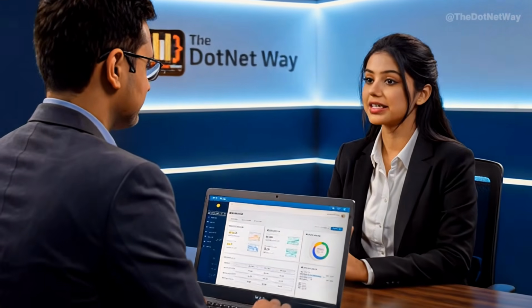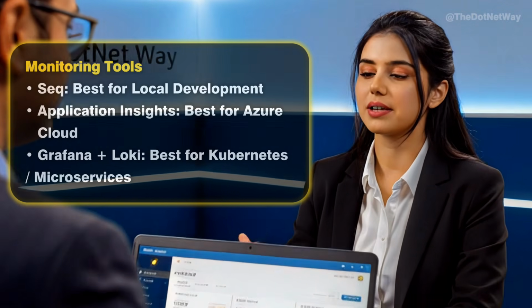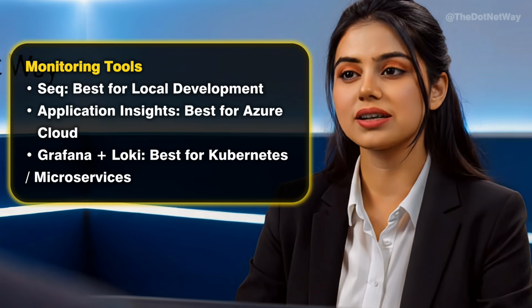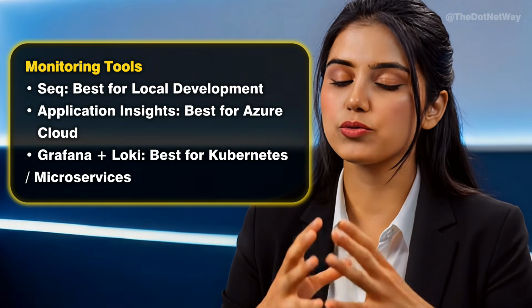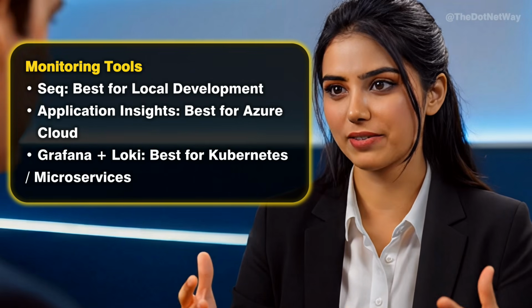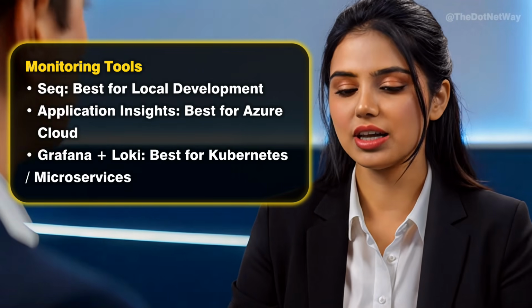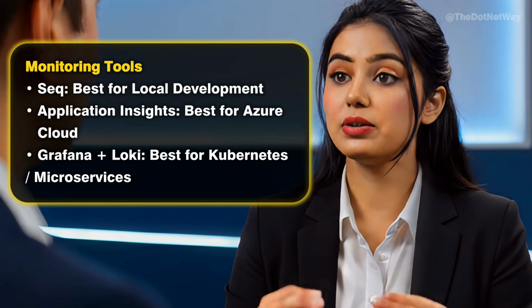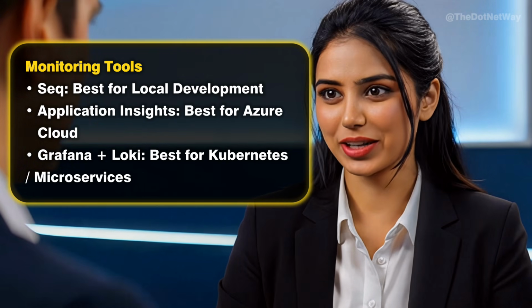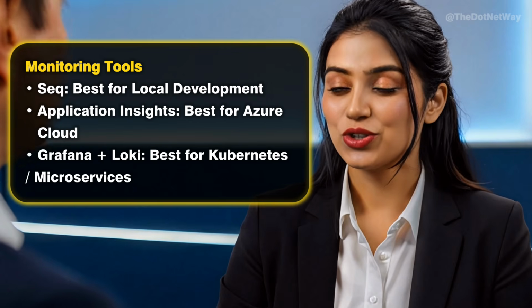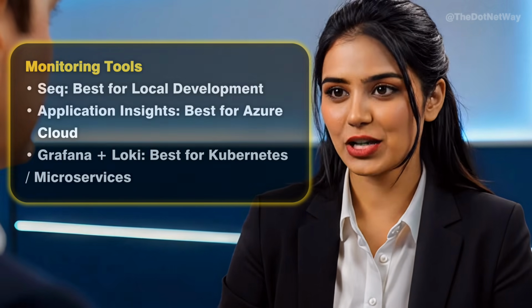It depends on the environment. For local development, I absolutely love using Seq. It provides a beautiful, searchable local dashboard. When we move to production in Azure, I rely heavily on Application Insights. If we are using a Kubernetes or microservices environment, my team usually sets up Grafana paired with Loki. These tools don't just show text, they provide visual dashboards, generate alerts, and allow us to write complex queries to find exactly what went wrong in milliseconds.